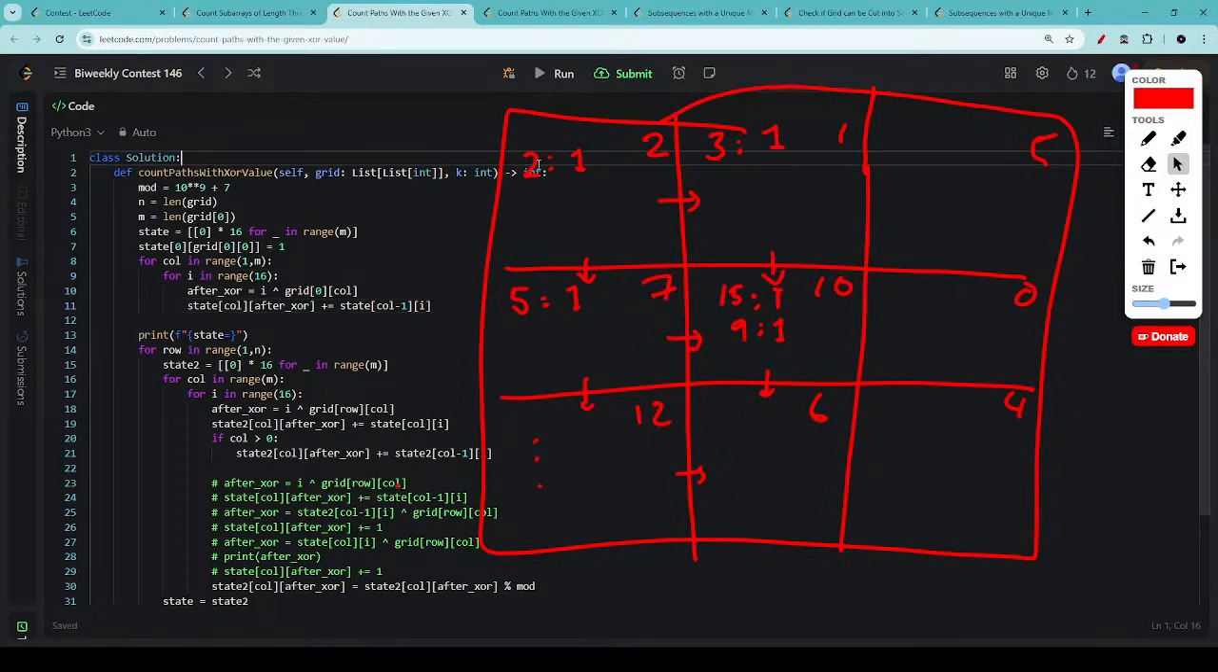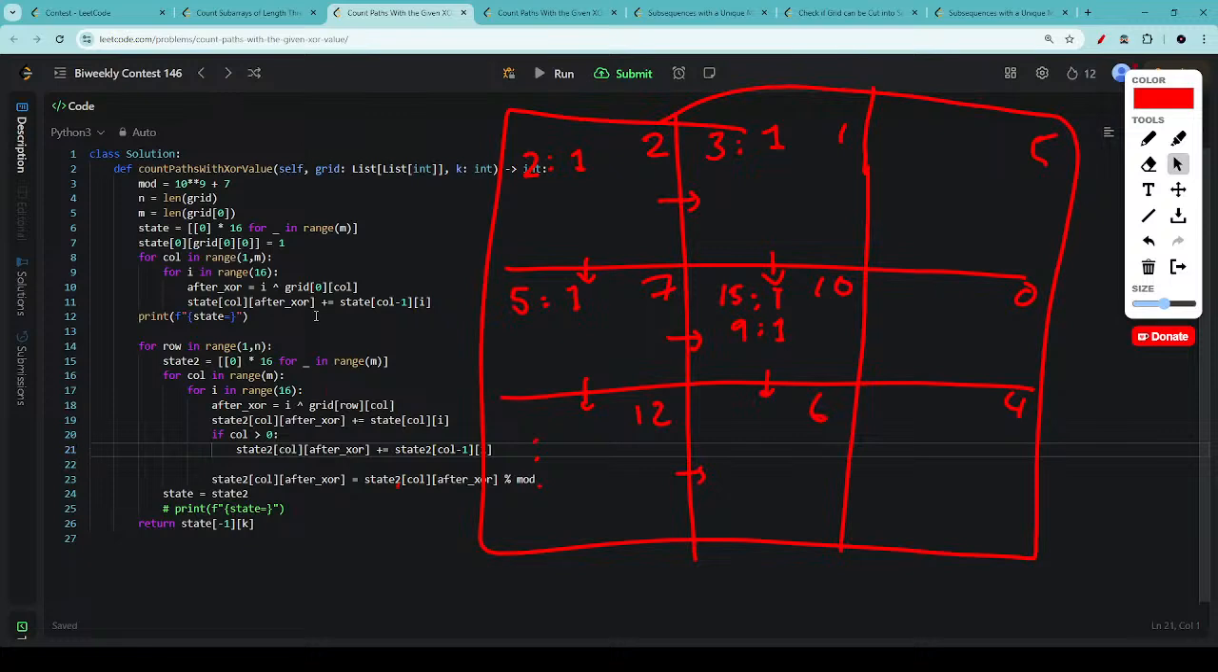This is 2, and 2 XOR 1 is equal to 3. That's a new XOR value, which I call after XOR, and I increment the counter for it. So this will set 3 to 1: there's one way of getting here with an XOR value of 3. After that, for the rest of the rows, it's very similar, except that in addition to coming from the left, you also come from the top.